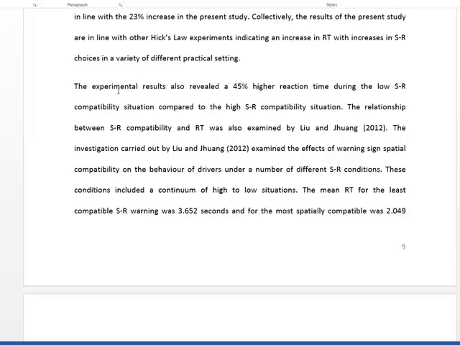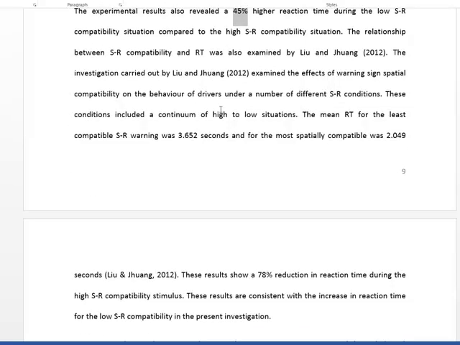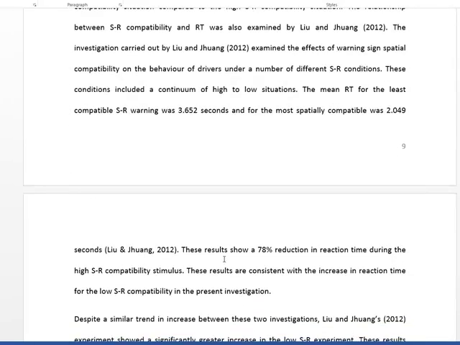lot easier to do. So an example of that: the experiment results also revealed a 45% higher reaction time during the low condition. So straight away I've got some numbers in there. My results were 45% higher during a certain condition. Right, now I'm going to compare that. In this statement down here, it's talking about someone else's study now. It's saying these results show a 78% reduction in reaction time. These results are consistent with the increase in reaction time during this condition.